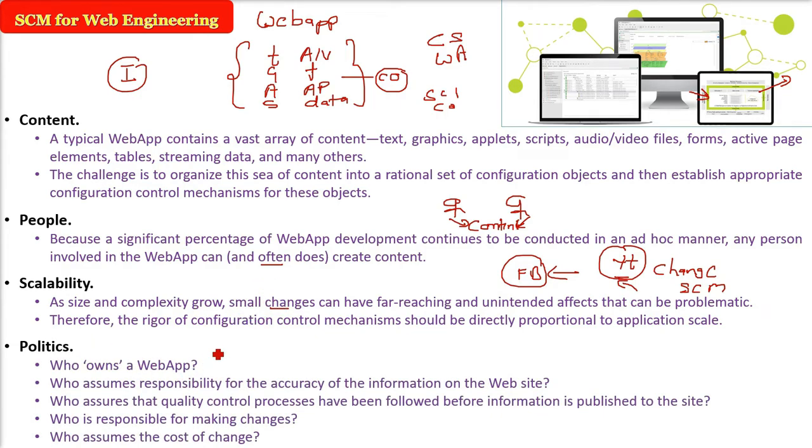Now, there are certain questions which are also involved. Who owns this web app? Who assumes the responsibility? Whatever information you are putting on your website, whether it is accurate, whether it is correct or not, who is going to verify it? Who assures that the quality control process has been properly followed? Because you are publishing something to the website which is going out to all your users. Who is responsible for making these changes? Who assumes the cost of change? This comes here.